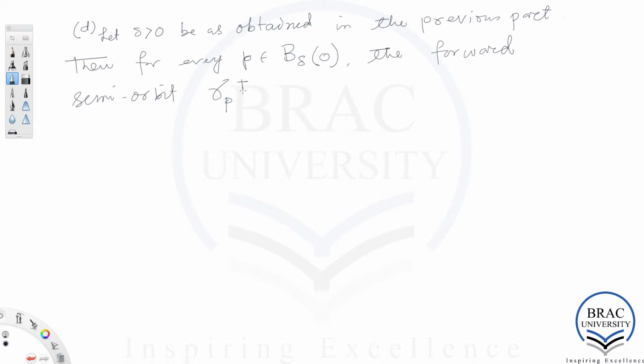Then, for every point P in the open ball of radius delta centered at 0, the forward semi-orbit of P, gamma P plus, is bounded.